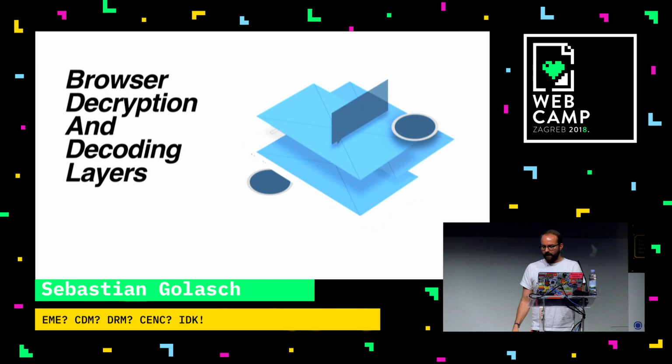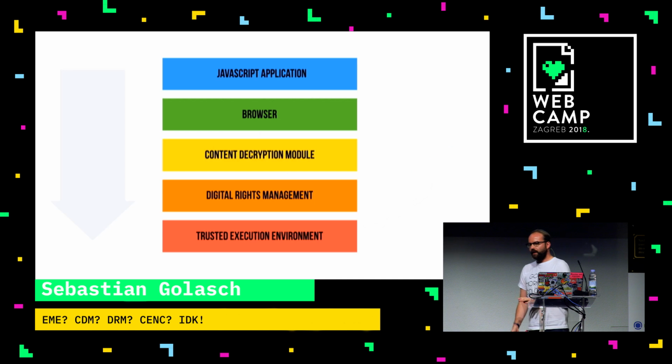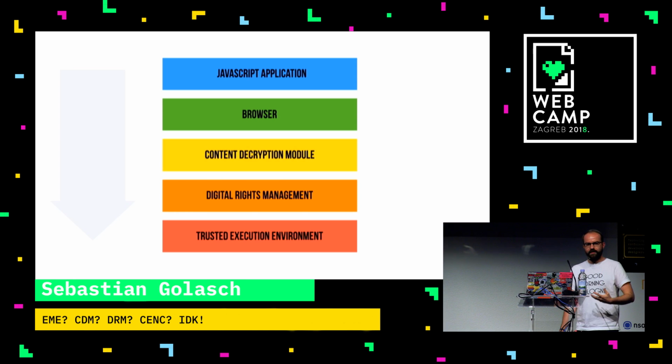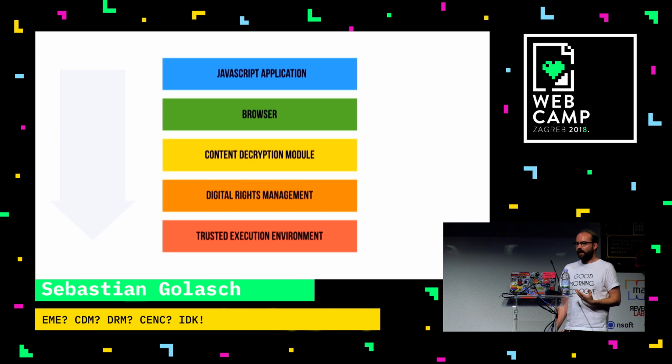But yeah, the thing now is, how does this all play together? So let's take a look at the browser decryption and decoding layers. Let's say we are a content provider like Netflix, what are the different parts that we utilize to play video? Of course, we have our JavaScript application. That is the thing that we write, that we have under control. We have the browser, which is the thing we need to do the playback for us. We use the content decryption module, the CDM, the thing I just explained, to do the decrypting and maybe the decoding for us. And then below that, we have the DRM basis.